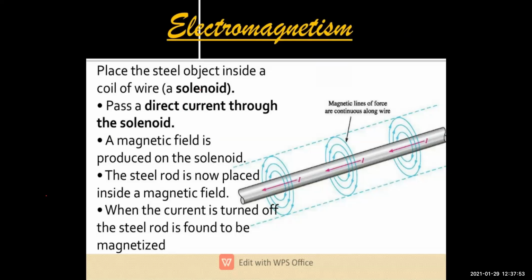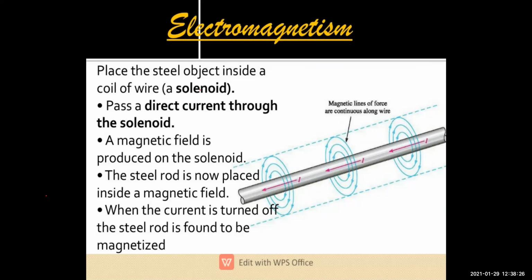Then what is electromagnetism? Let's take the example of a solenoid. What is a solenoid? It is a steel object which is placed inside a coil of wire. So what you have to do is pass direct current through the solenoid.